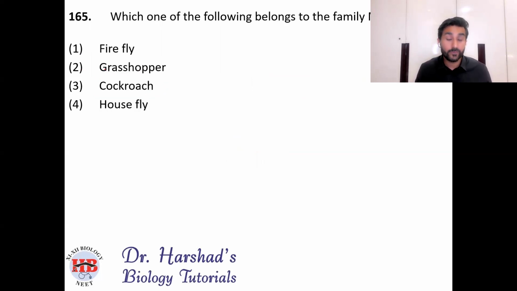Which one of the following belongs to family Muscidae? This is there in your chart for your classification under your living world examples. Housefly is the Musca genus, which belongs to the Muscidae family.